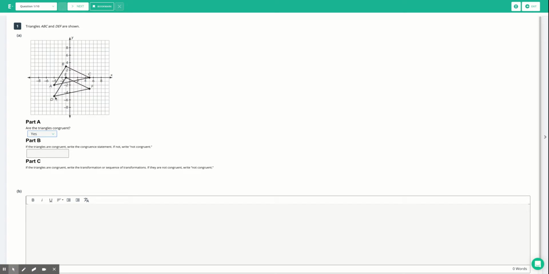I know that they're congruent because every point from B to E, from C to F, and from A to D is moved the same exact number of spaces, which in this case is 1, 2, 3 down, 3 spaces down. If the triangle is congruent, write the congruency statement. So we know that they are congruent. They're the same shape, same size.